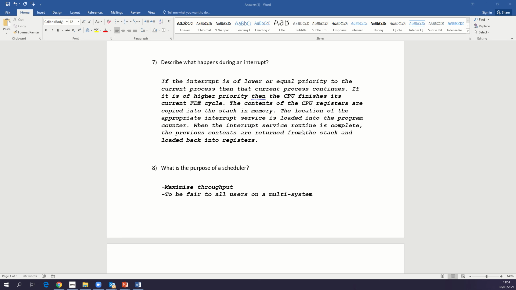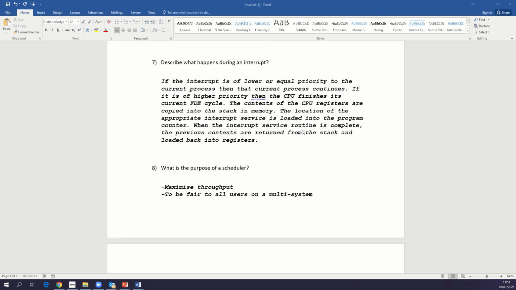So then this leads us on to question 7. What actually happens in an interrupt? So we've said some of this already. If the interrupt is lower or equal priority to the current process, then the current process will continue. More often than not, though, an interrupt has a higher priority. Otherwise, interrupts would never work.